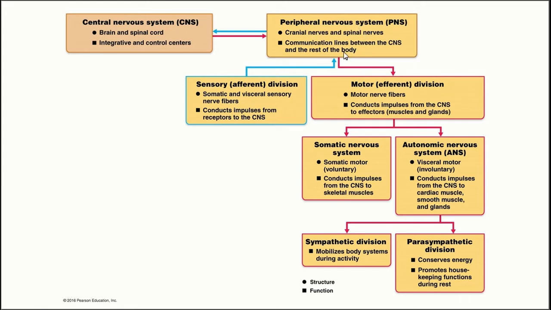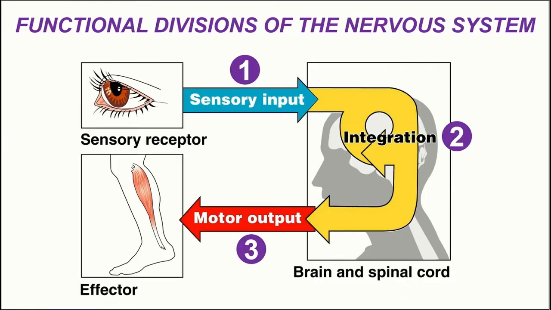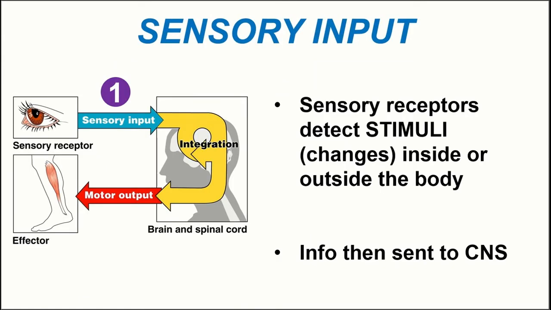Meanwhile, the peripheral nervous system is subdivided into the sensory or afferent divisions and the motor or efferent divisions. So let's take a look at these 3 functions right now. So the 3 functional subdivisions of the nervous system from the previous slide here are sensory input, integration, and motor output. So let's take a look at sensory input for a second.